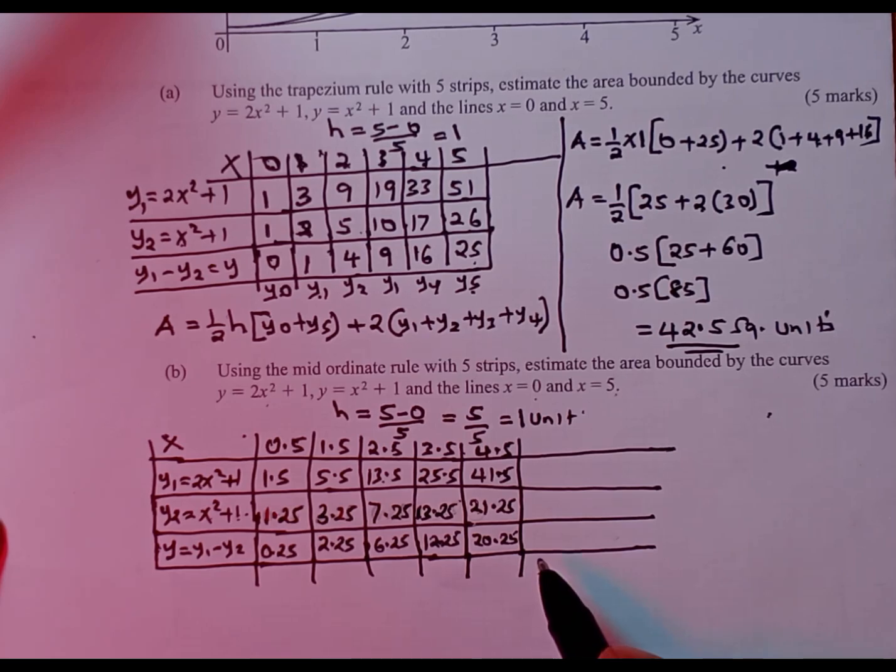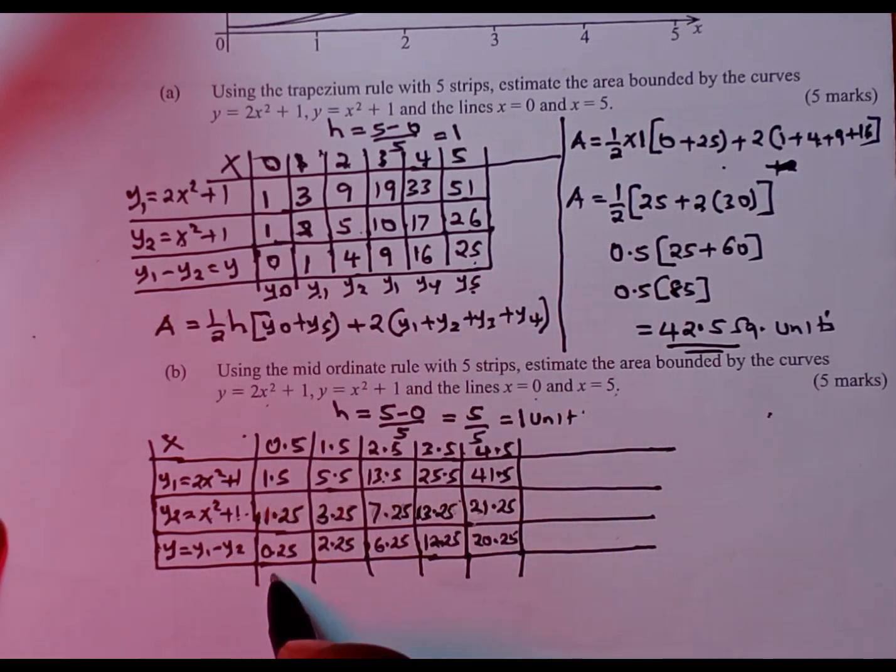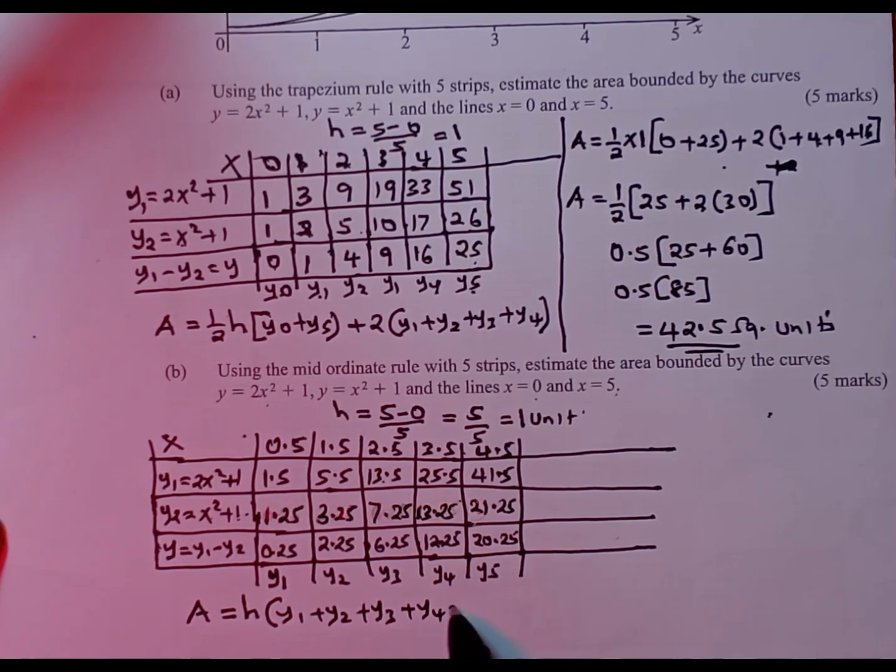Now we have to name our strips. Under mid-ordinate rule, unlike in trapezium rule where the first one is given y0, in mid-ordinate the first one is given y1, the second y2, y3, y4, and lastly we have y5. Having done that, we can now get the area. Area using mid-ordinate rule, you take the height, you multiply by the sum of the strips, that is y1, y2, y3, y4, and lastly y5.